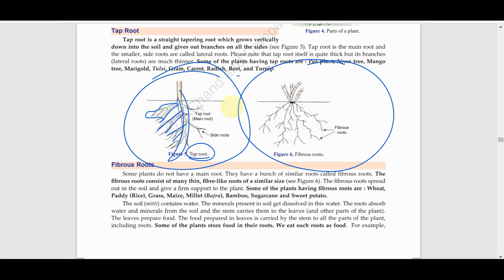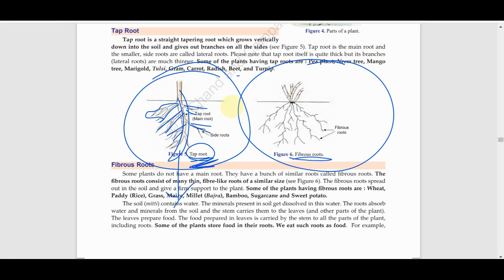These are the branches from the major root, which is known as the taproot, and taproots give strength to the plant. You have to remember that taproots grow vertically downwards and are strong. They give a strong structure to the plants.